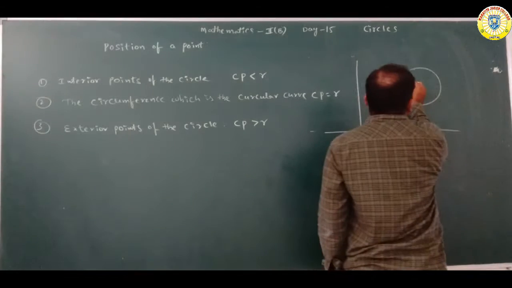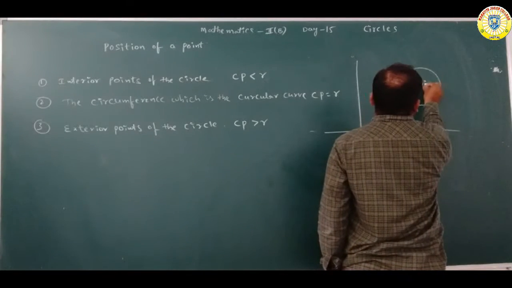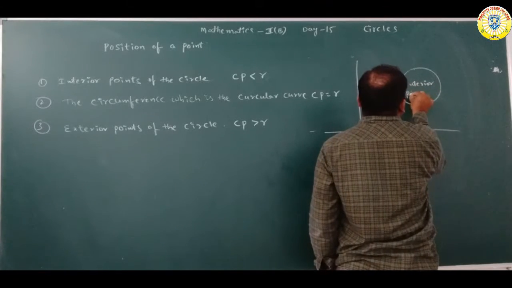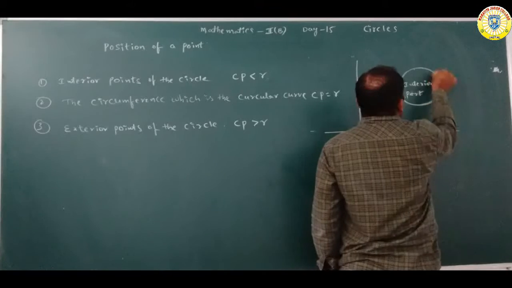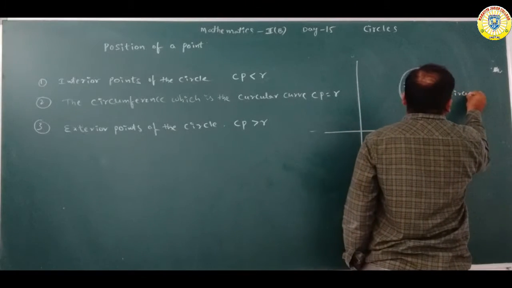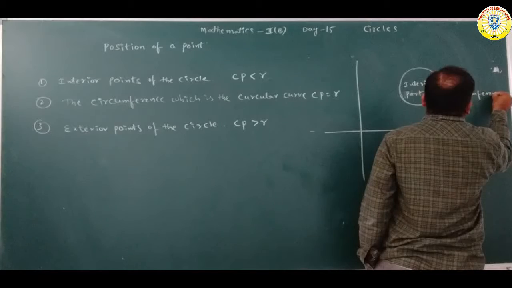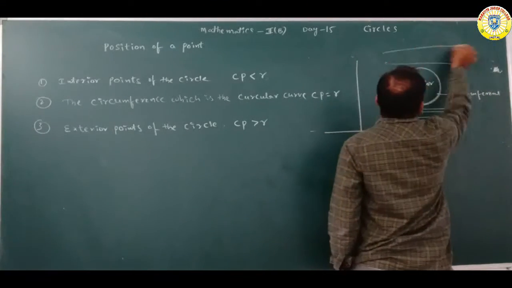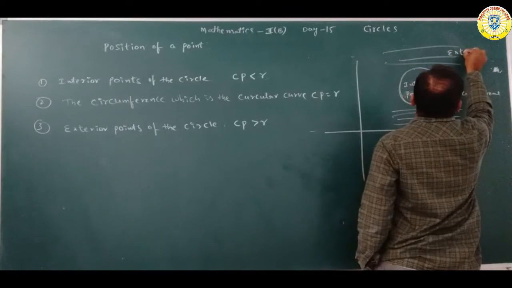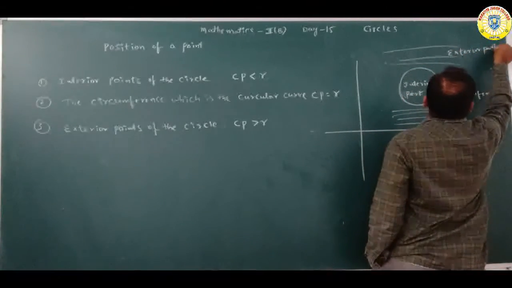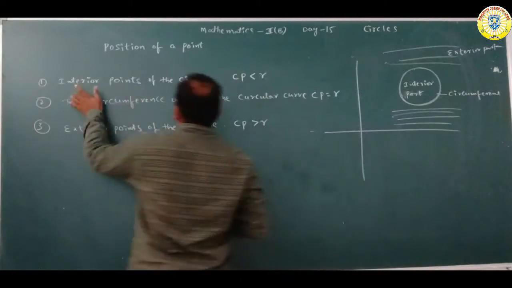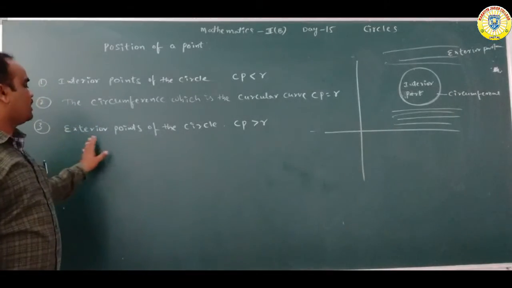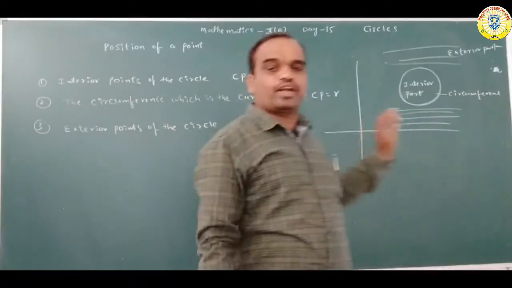Okay now? So this is which one, sir? Interior part. Interior points or parts. This is the interior part. This is which one? Circumference. So this is which one, sir? Exterior part. These all are nothing but exterior part. Okay now? So first you have interior points of circle, second the circumference which is the circular curve, third exterior point of circle.